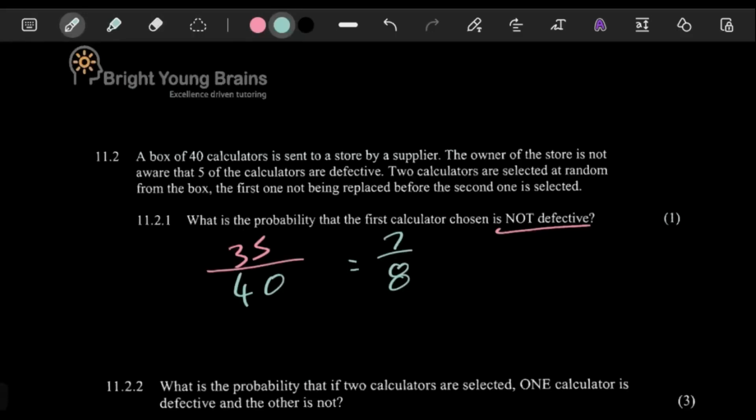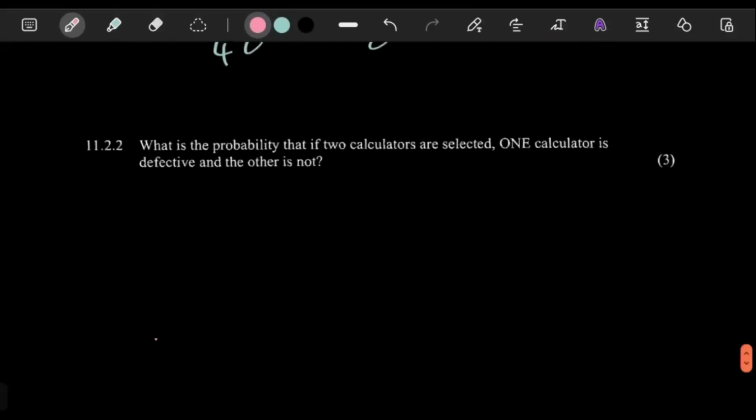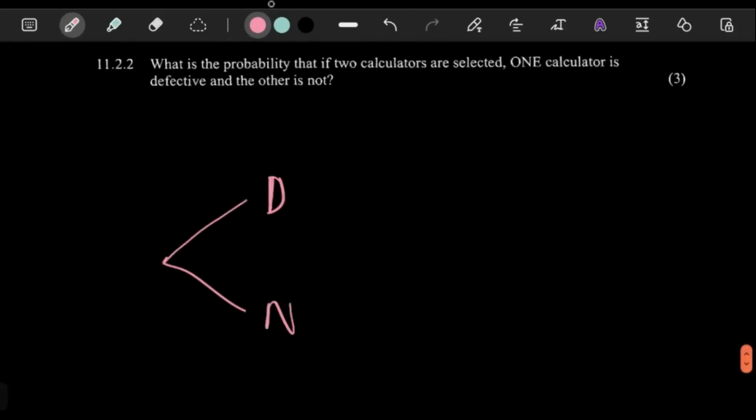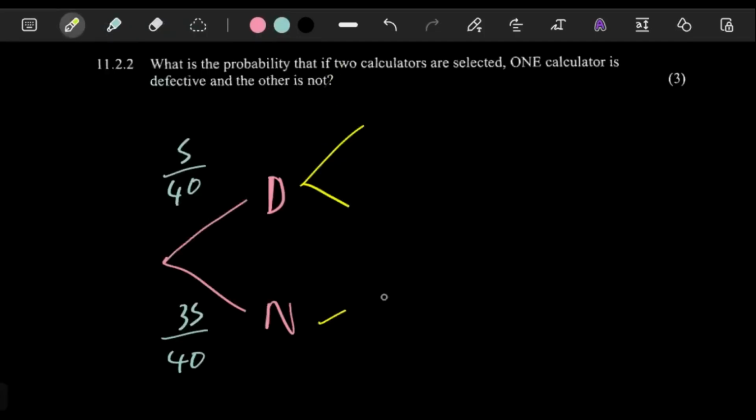7/8 is your answer. The next one says, what is the probability that if 2 calculators are selected, one calculator is defective and the other one is not? So this is a tree diagram scenario. When you choose a calculator for the first time, you get defective or not defective. The chance of choosing a defective one is 5 out of 40, not defective, 35 out of 40. When you choose a calculator again, there are also still 2 options. You see? Total calculators is now 39, fine.